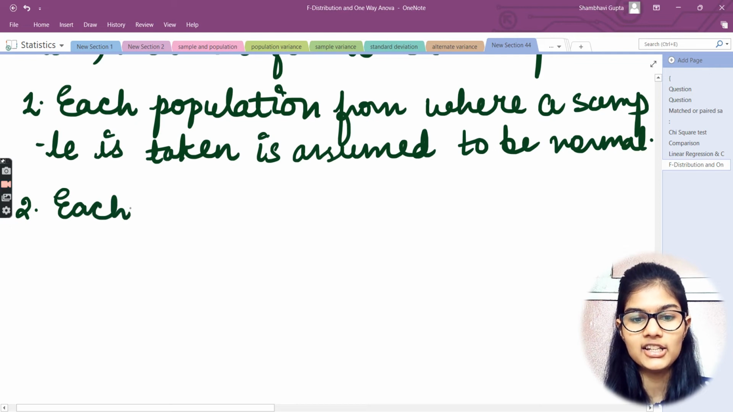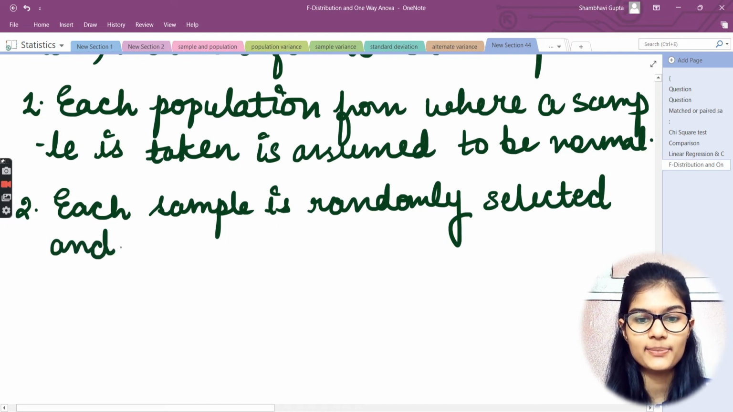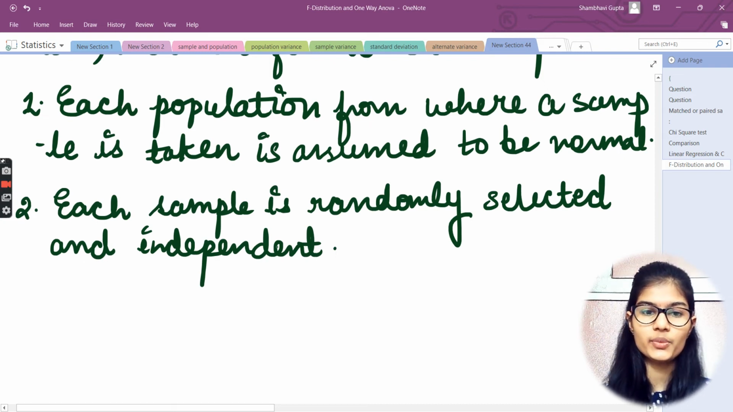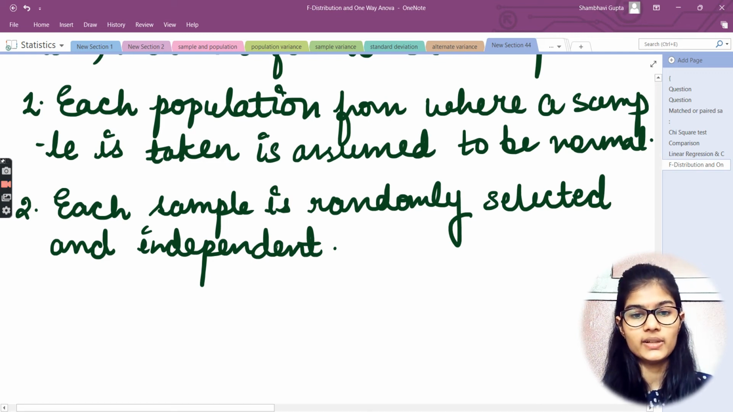So the second point is that each sample is randomly selected and independent. So whatever sample we are taking, first of all it is randomly selected, and next it is independent as well. So whatever sample you choose, it's a randomly selected sample and an independent sample, right? This is the second point.